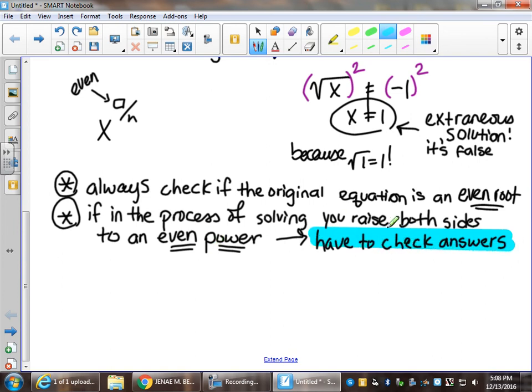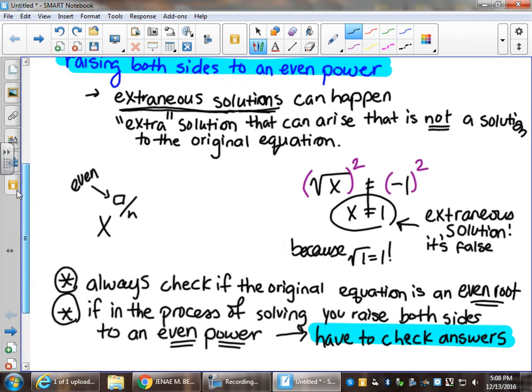So if you raise both sides to an even power, you're going to have to check your answers, because it's possible that one of them, or the actual answer, sometimes when you solve you get one answer, sometimes you get two. One could be extraneous. So big picture here, okay?